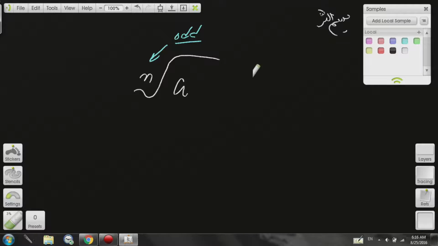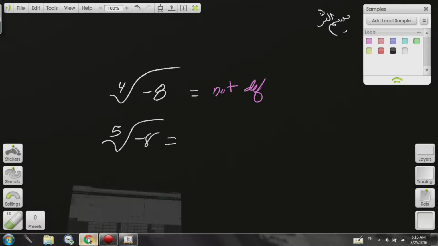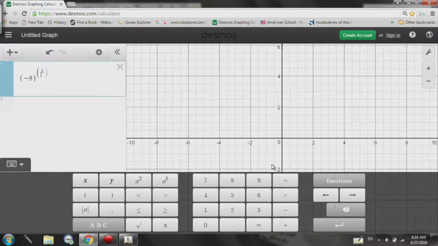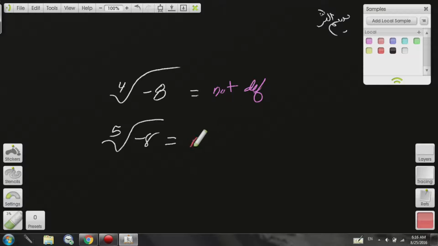I hope that's appreciated. For example, the fourth root of negative 8 is not defined. Whereas the fifth root of negative 8 is defined. So let's do that. So negative 8, this is the fifth root of that. Now let's take negative 8 and take the fourth root of that, which is 1 divided by 4. See, it's not defined. So that's very important.